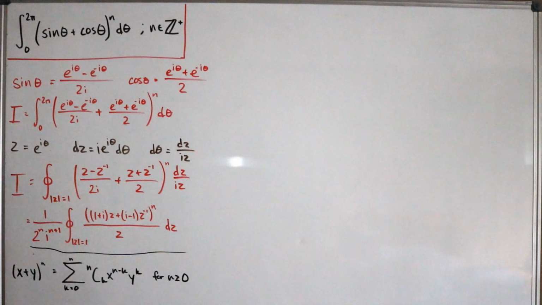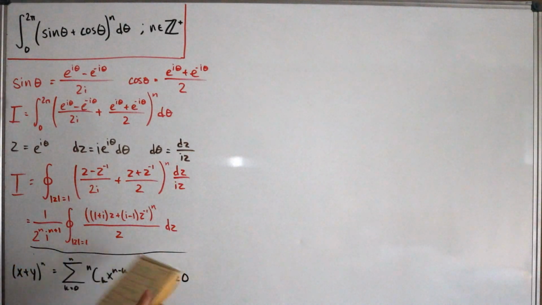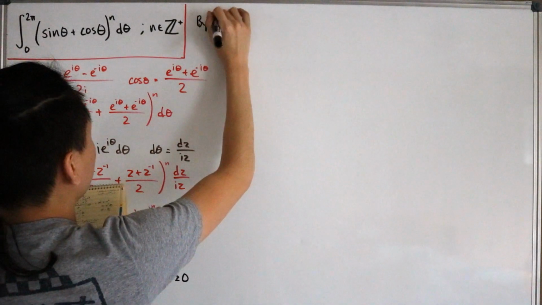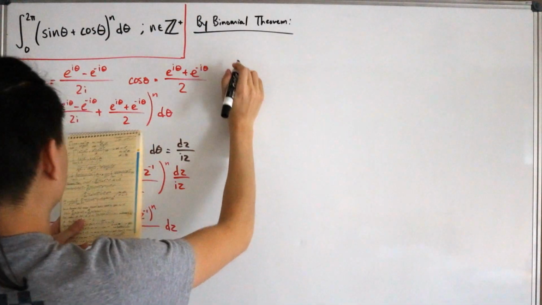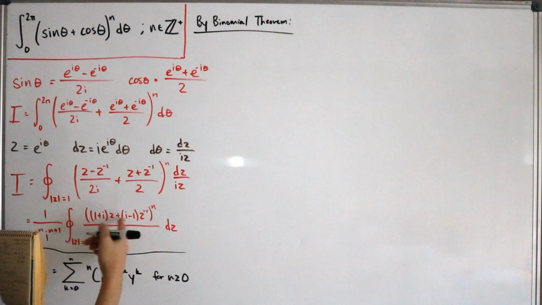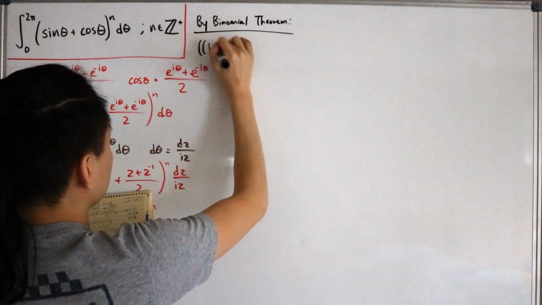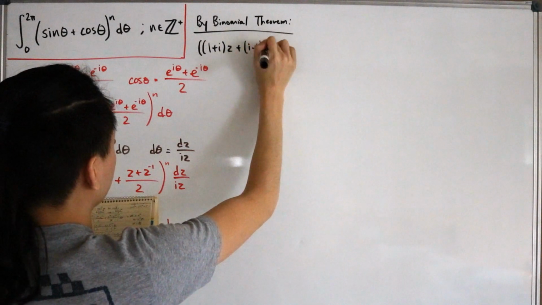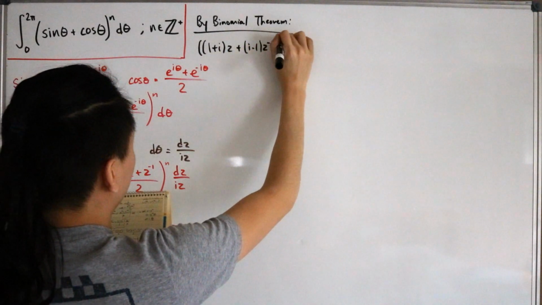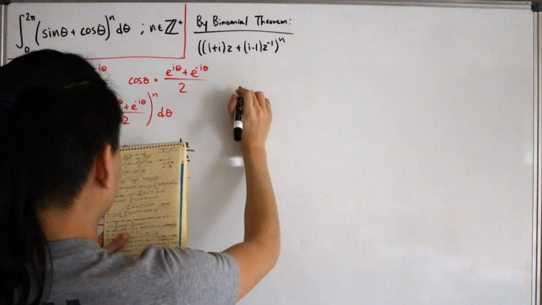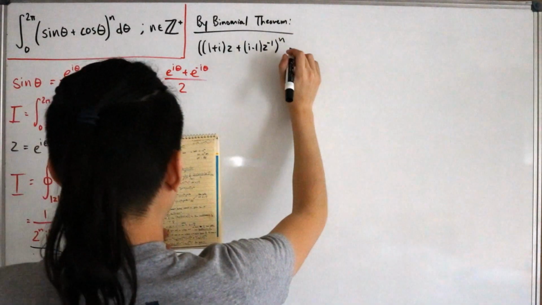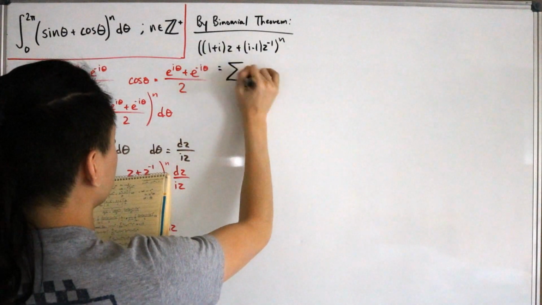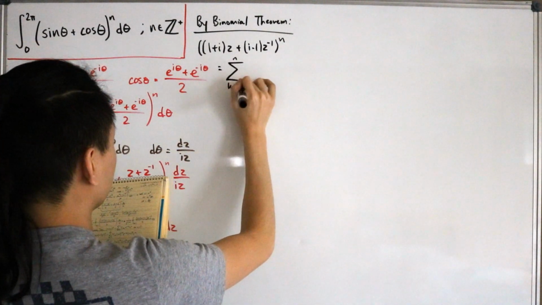So now let's apply this. Moving to the top right here, by the binomial theorem, we can write the inside expression, 1 plus i times z, added with i minus 1 times z inverse, to the power n. This is simply going to equal the following. We have the sum, with n on top and k equal to 0.